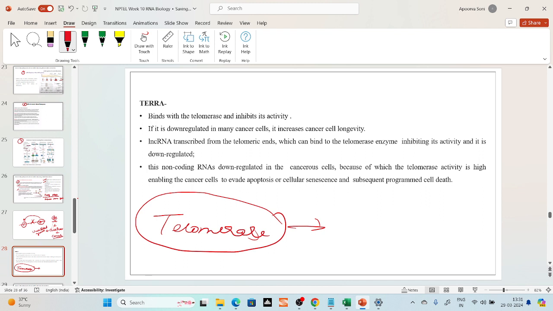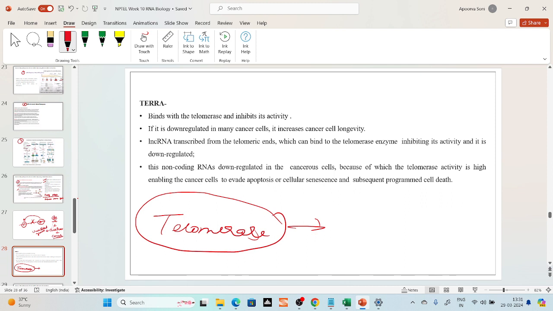But although telomerase is required, it is a very important and essential enzyme because it maintains the telomere length. At some point of time, when the cell has to undergo death, the telomerase activity should be inhibited. So this TERRA is a long non-coding RNA which inhibits the activity of the telomerase.